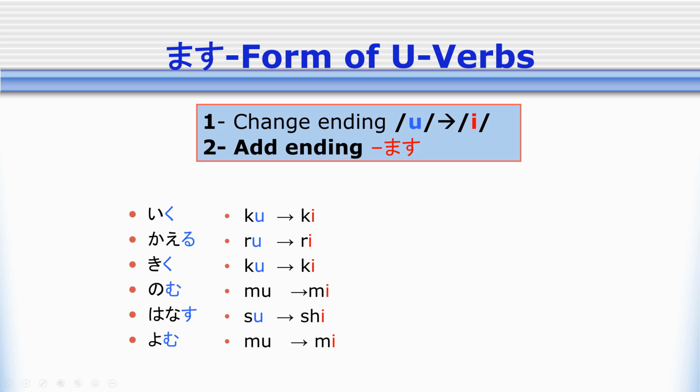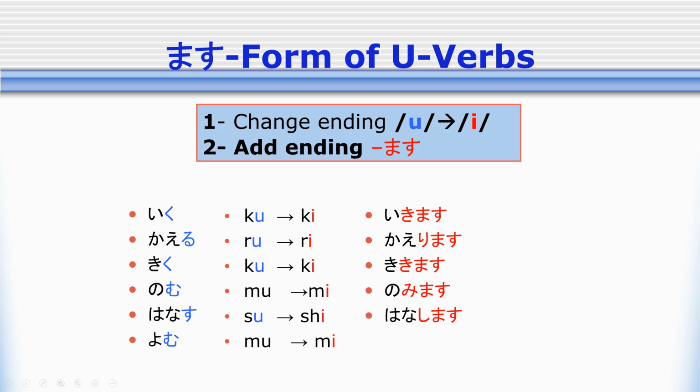So let's take a look. 行く, 行き, and then we want to add the ending mas. So our mas form is 行きます. 帰る, 帰り. Mas form is 帰ります. 聞く, 聞き. Mas form is 聞きます. 飲む, 飲み. Mas form is 飲みます. 話す, 話し. Again, we have to go with shi because we don't have si in Japanese. 話します. 読む, 読み, 読みます.